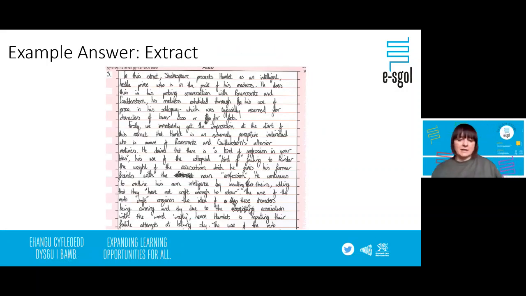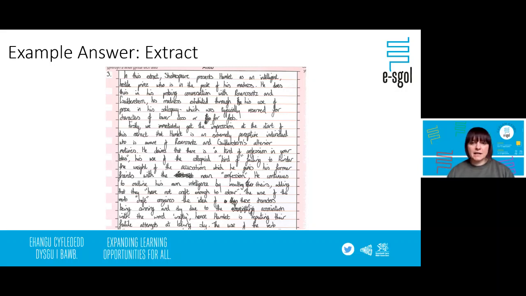So we'll have a quick look at an example answer to this question. In this extract, Shakespeare presents Hamlet as an intelligent, hostile prince who is at the peak of his madness. He does this in probing conversation with Rosencrantz and Guildenstern. His madness is exhibited through his use of prose in his soliloquy, which was typically reserved for characters of lower class or for fools. Firstly, we immediately get the impression at the start of this extract that Hamlet is an extremely perceptive individual who's aware of Rosencrantz and Guildenstern's ulterior motives.